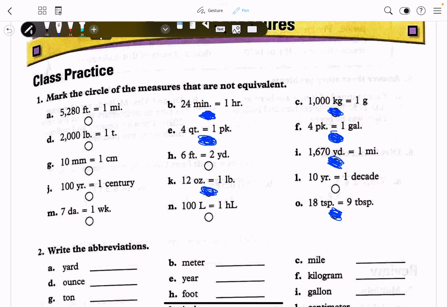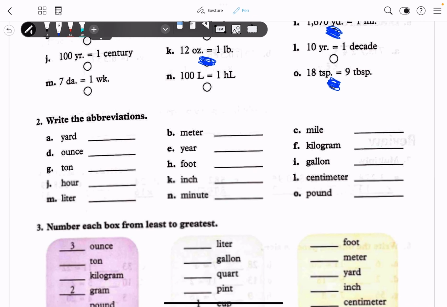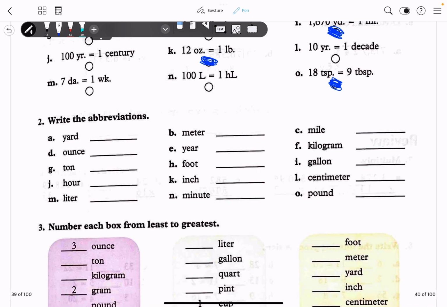Then for part 2, you are going to write the abbreviations for all of the measurements. So for example, letter A, yard would be YD. Meter would be M, and mile would be MI. Okay, so pause and see if you can do D through O by yourself, and then come back and I'll go over the answers with you.